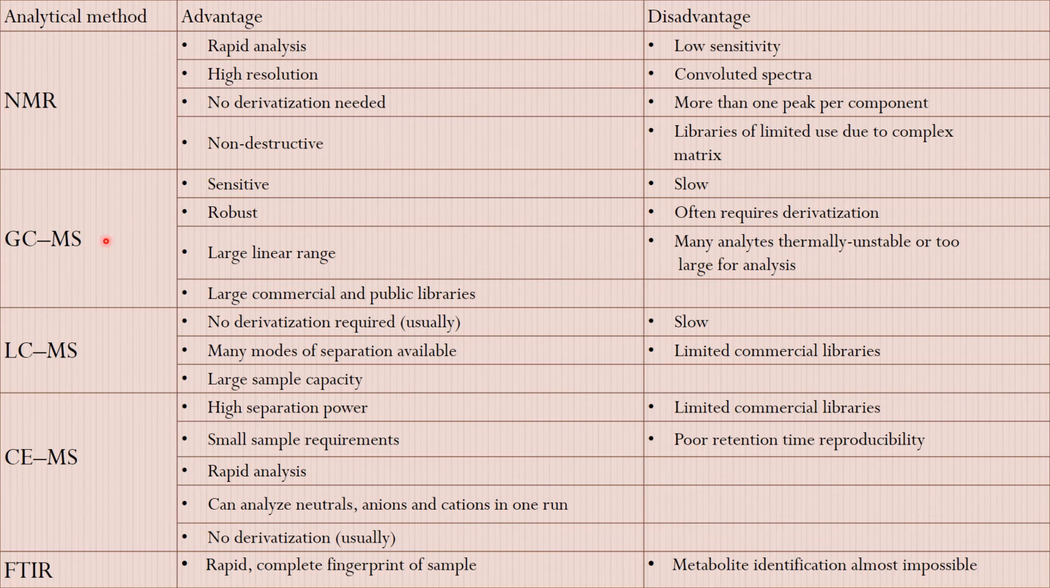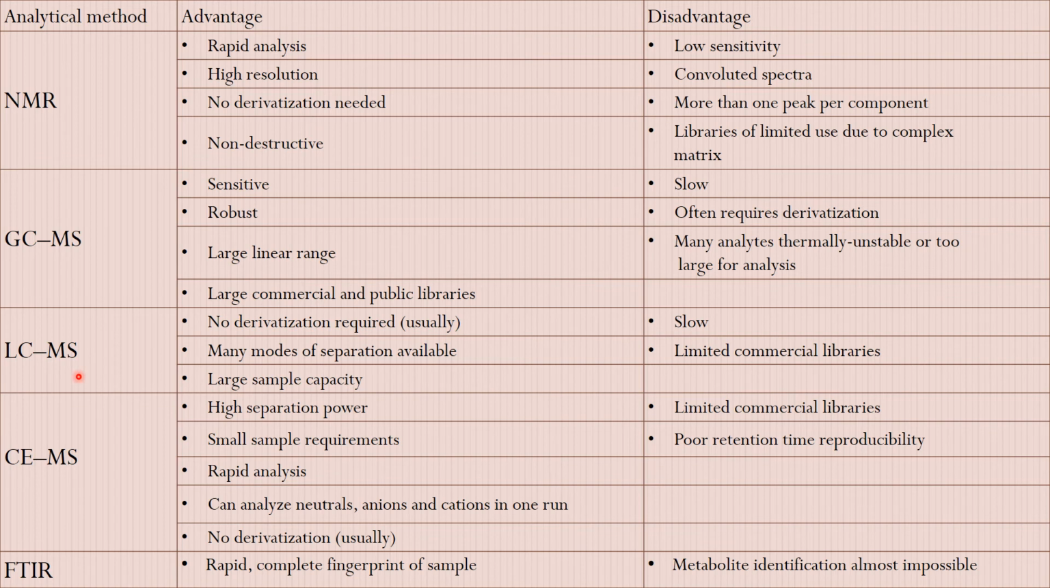Then now we come to the GCMS, which is a sensitive technique. It is robust and it has a large range, but it is slow. It requires derivatization, and many analytes are thermally unstable and too large for using the GCMS because it's gas chromatography. So the column will be damaged if we use large molecules for analysis. So it has limited application.